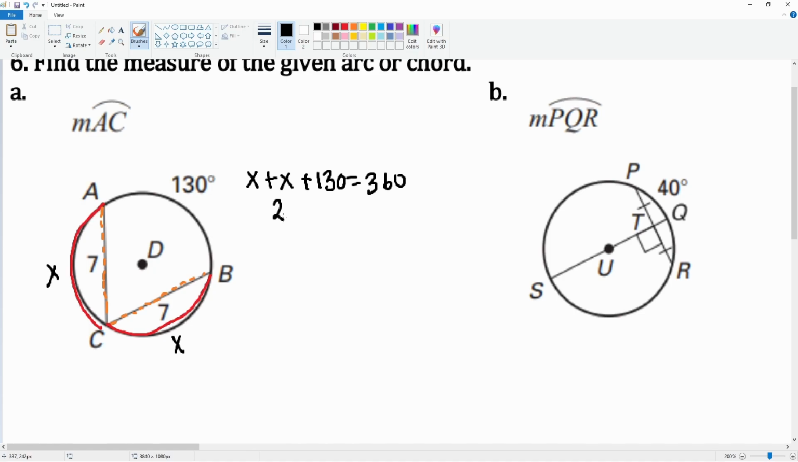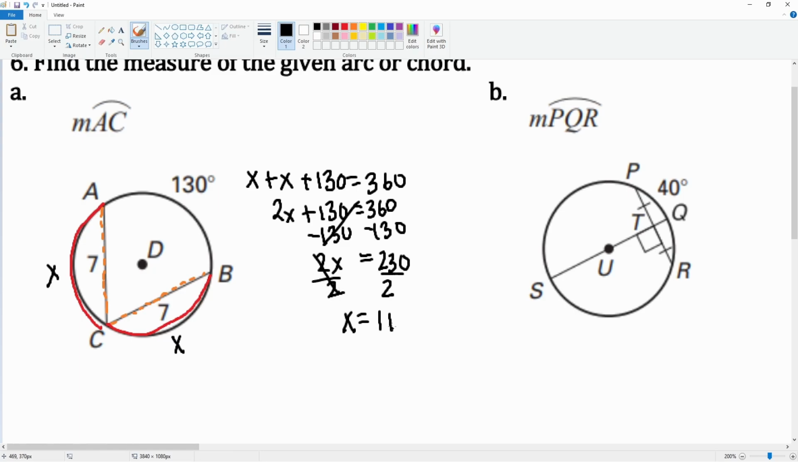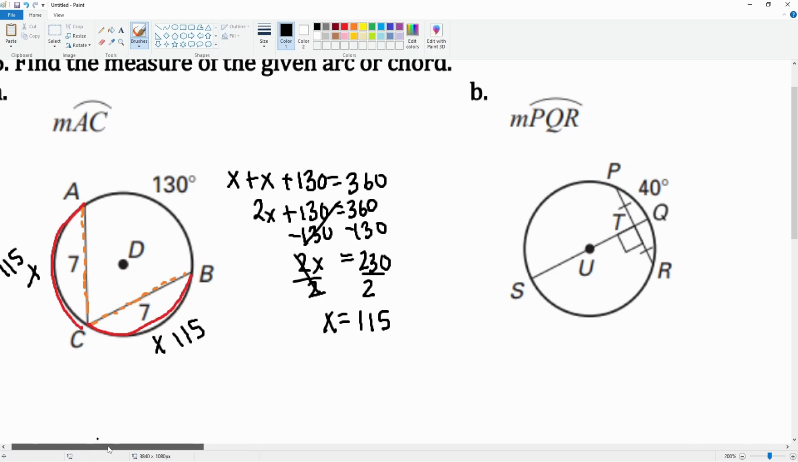Now I can simplify. 2x plus 130 is equal to 360. Minus 130, minus 130. That gets me 230. 2x divided by 2, divided by 2. I get x is equal to 115. So the arc here is 115. The arc here is 115. If I add them up, that should get me 360 degrees. Please understand that if the chords are the same, the arcs have to be the same here.